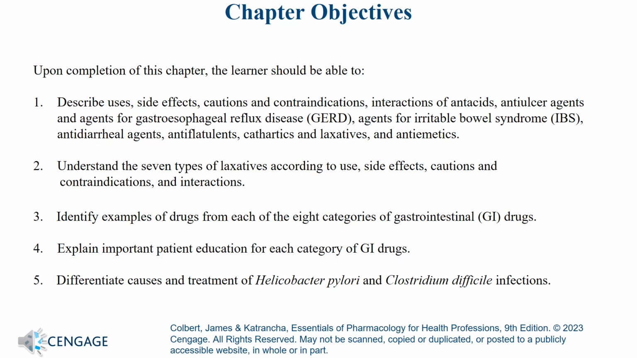Upon completion of this chapter, you should be able to describe the uses, side effects, cautions, contraindications, and interactions of antacids, anti-ulcer agents, and agents for gastroesophageal reflux disease, which is your GERD, agents for irritable bowel syndrome, antidiarrheal agents, antiflatulents, cathartics and laxatives, and your antiemetics.